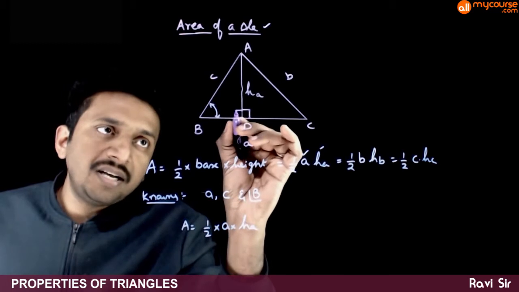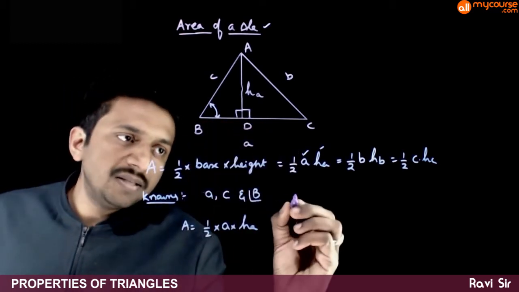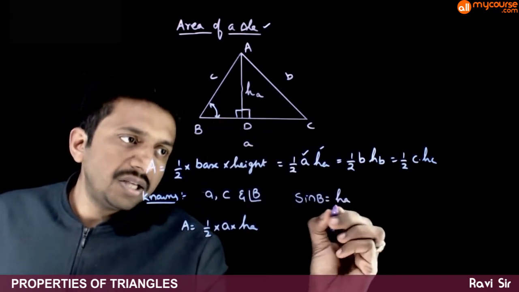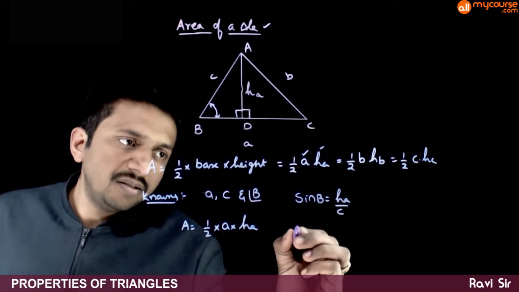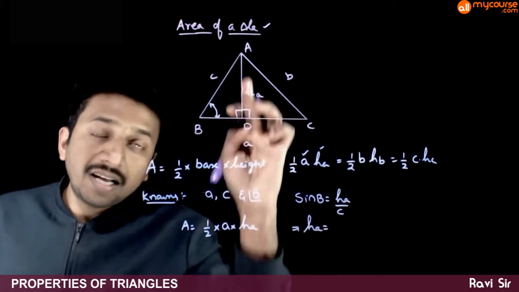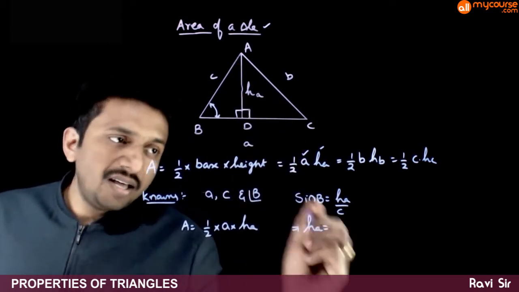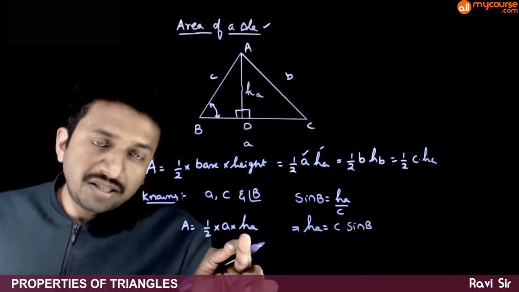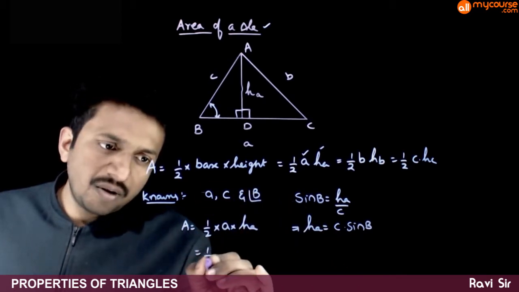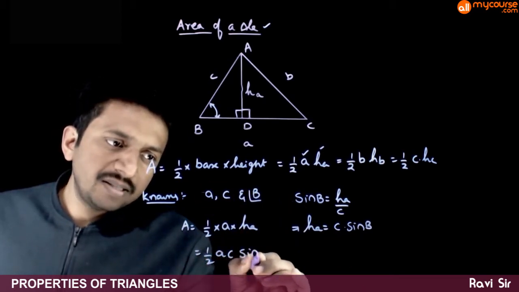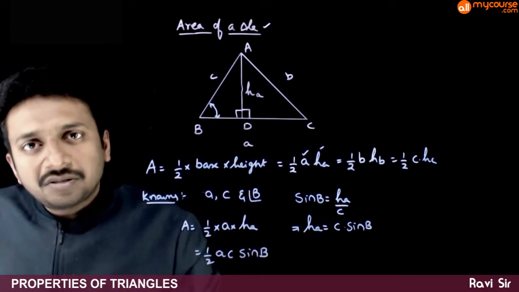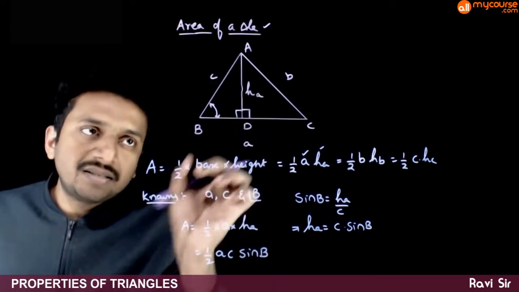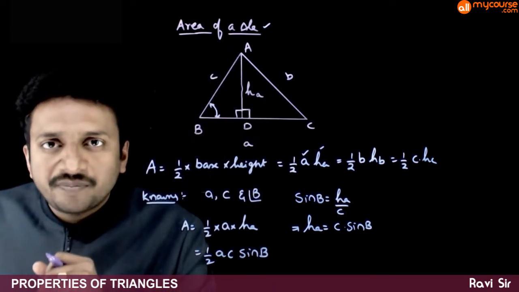Yes, because this is 90 degrees. Sine B is equal to HA divided by hypotenuse c. This implies HA, the height corresponding to the side a, is equal to c times sine B. So instead of HA, you can write c sine B. That is equal to half ac sine B. This is also a formula for area of triangle. That is half times the product of two adjacent sides into sine of angle between the sides.